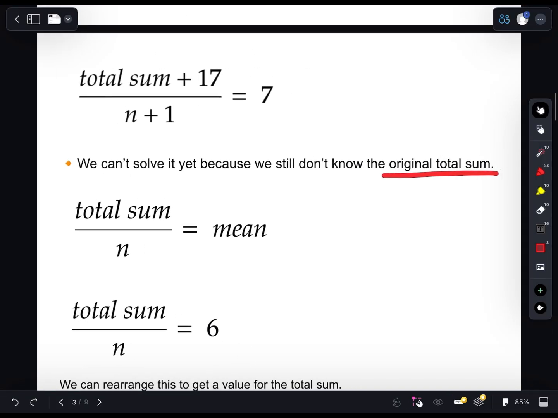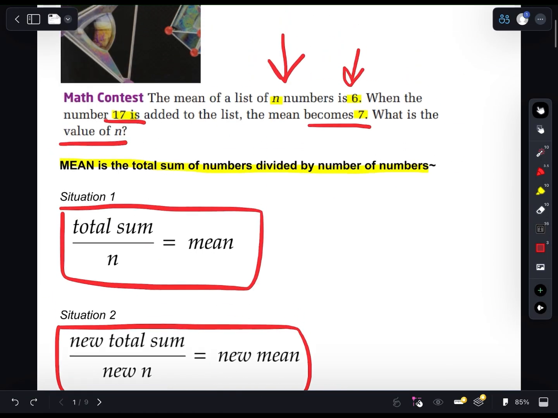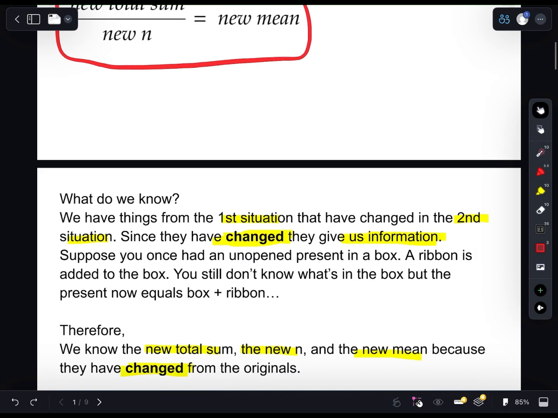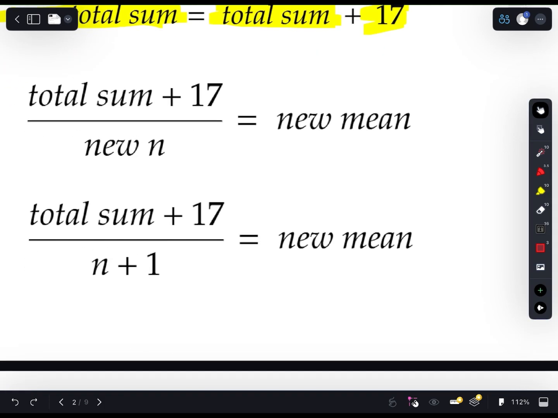Let's go back. What do we know? We know that there's a bunch of numbers and the mean is 6. That's all we know. We have two givens for that first situation. We don't know the total sum. We know that n is just n. We don't know the number of numbers, and we just know that the mean is 6. So we have to use what we have. So let's do that.